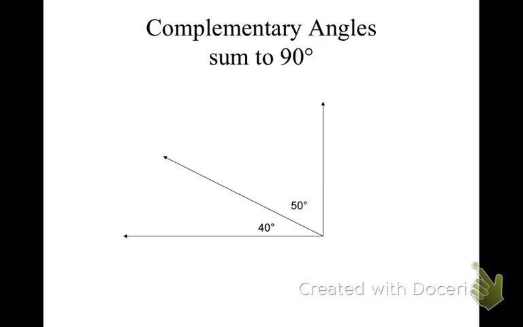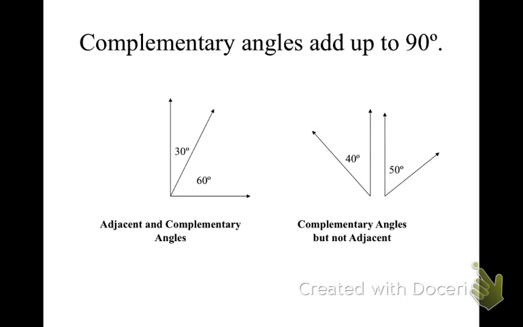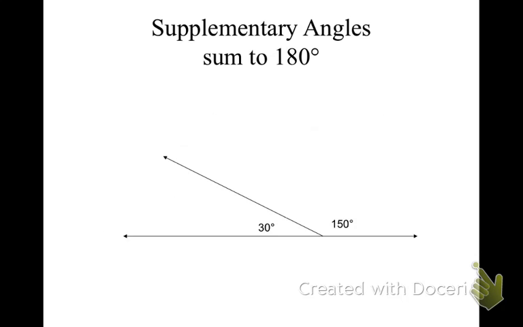Complementary angles sum to 90 degrees. 90 degrees is equal to a right angle. Complementary angles add up to 90 degrees and can be shown here. It's okay if they're adjacent and complementary, but they don't have to be adjacent. By definition, if two angles are complementary, they add up to 90 degrees. So they do not have to be adjacent to be complementary. That complementary is the key to tell you that the sum is 90 degrees.